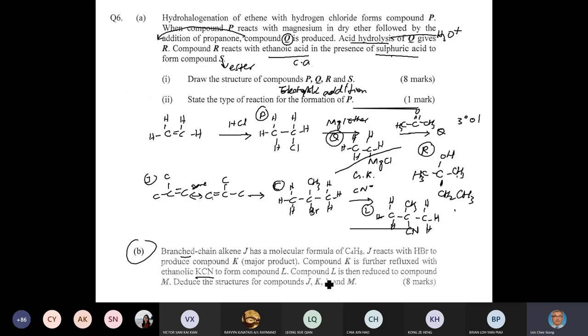Then furthermore, compound L is reduced to compound M. Reduce, so how should the reduction be? It looks like a reduction, so you have to know what the possible reducing agents are. Now I introduce to you the reducing agent.